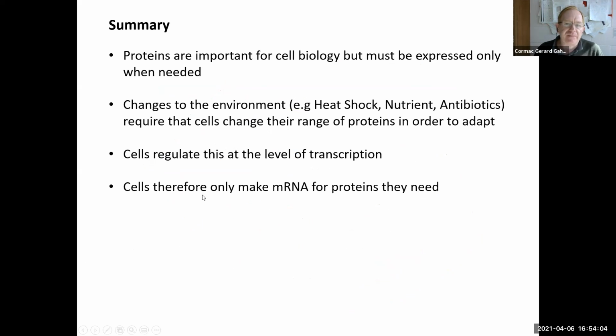So, in summary, I'll just read through these quickly. One more minute. Proteins are important for cell biology, but they must be expressed only when they're needed. They're subject to induction. Changes to the environment, heat shock, nutrients, antibiotics for bacteria, and maybe cytokines in the immune system for humans, require that cells change their range of proteins in order to adapt. Cells regulate this at the level of transcription. That's the most important thing, transcriptional regulation. Cells therefore only make messenger RNA for the proteins that they need.